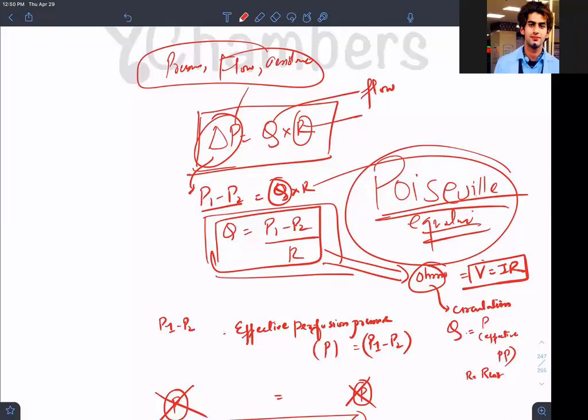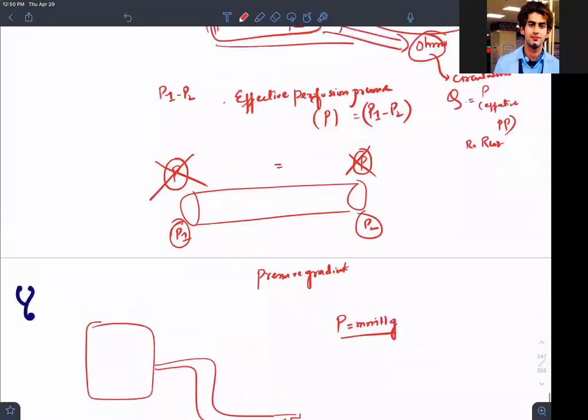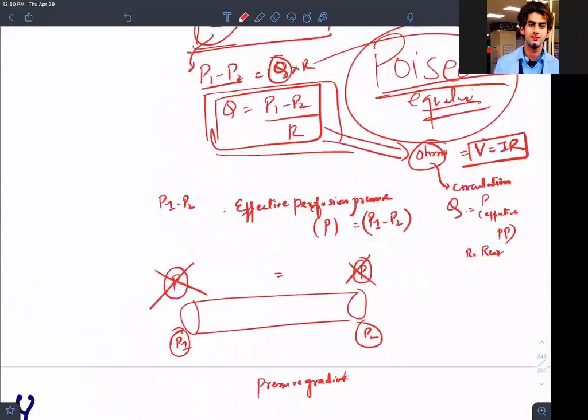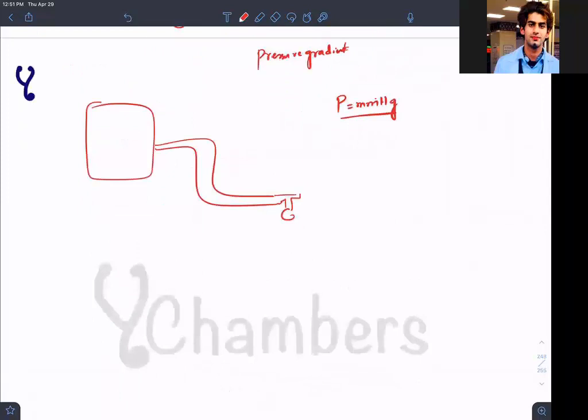If I take this pressure in units of mmHg, can we understand the analogy? Here we take velocity, here we take flow, and here we were taking resistance, the resistance of the blood vessel. I think it's common sense that you can apply it. So P I will be taking in mmHg, flow Q I will be taking in ml per second, and resistance will become resistance units.